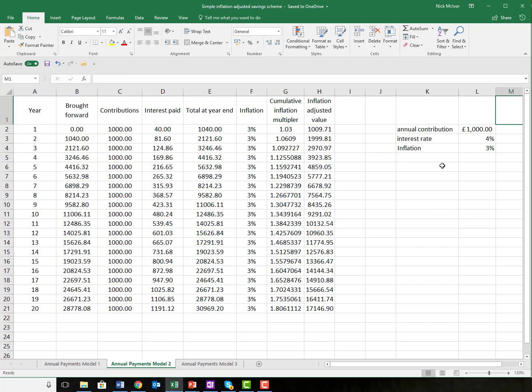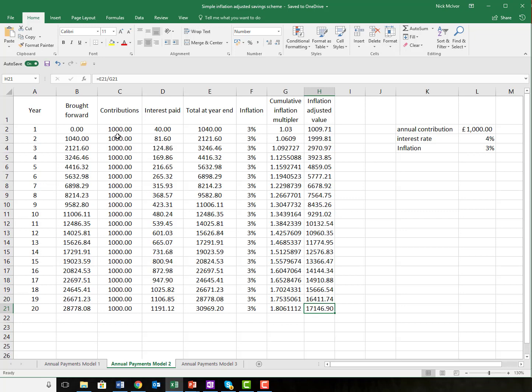And as you see, with interest rates at 4% and inflation at 3%, I actually end up with a total amount of, in real terms, £17,146. Now that sounds wrong. That's actually less than I've put in. Can you see why that's happened?